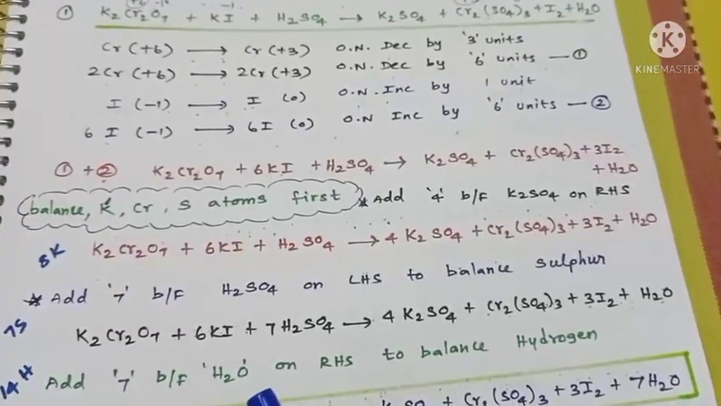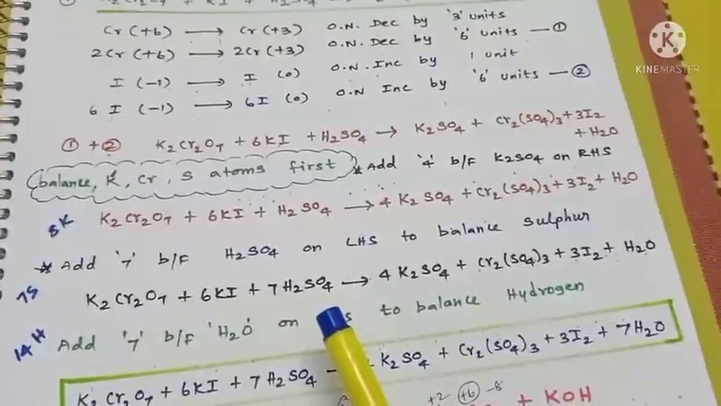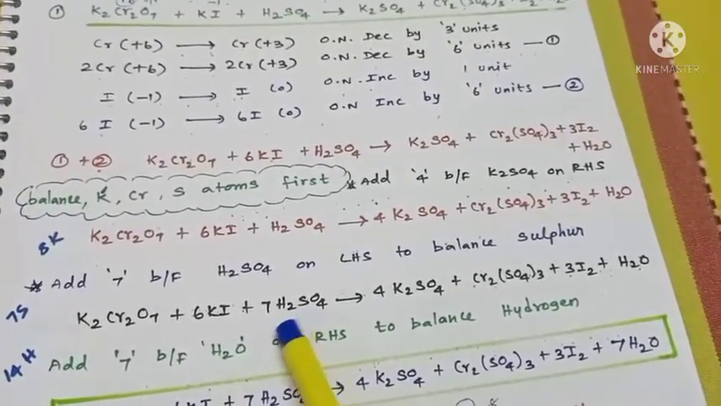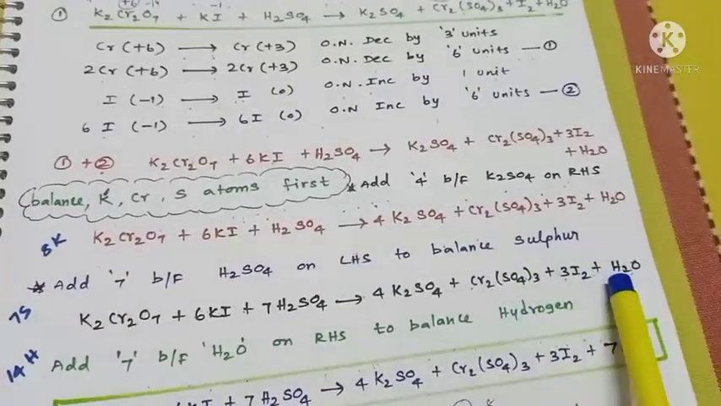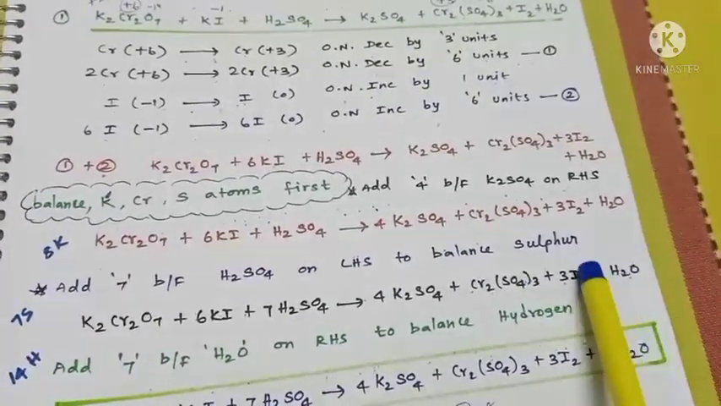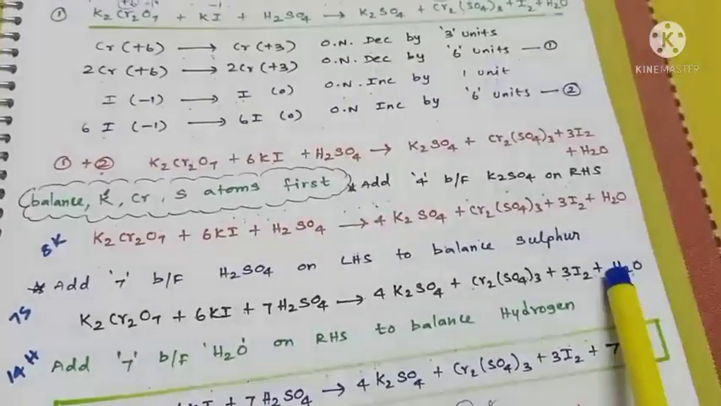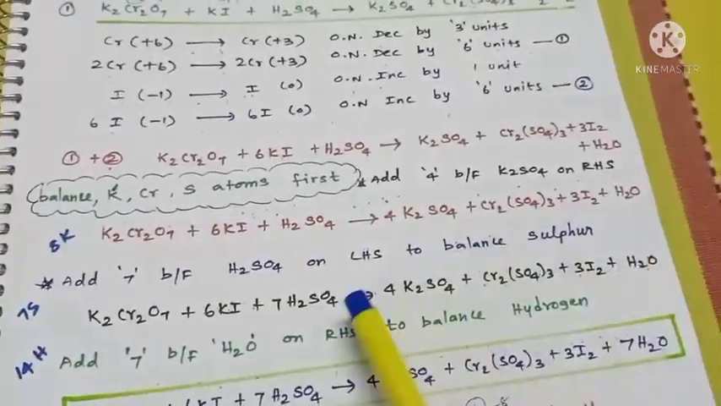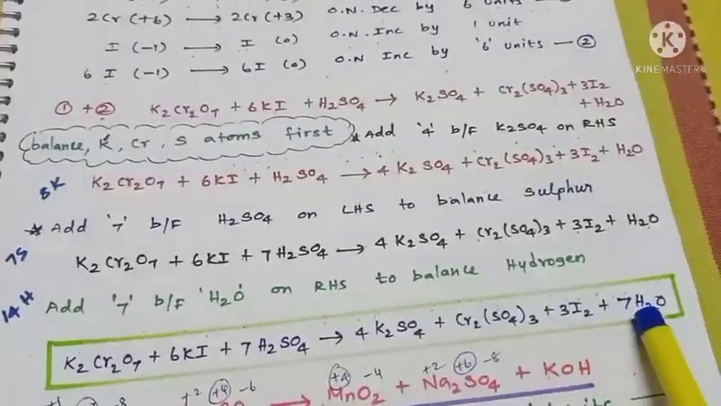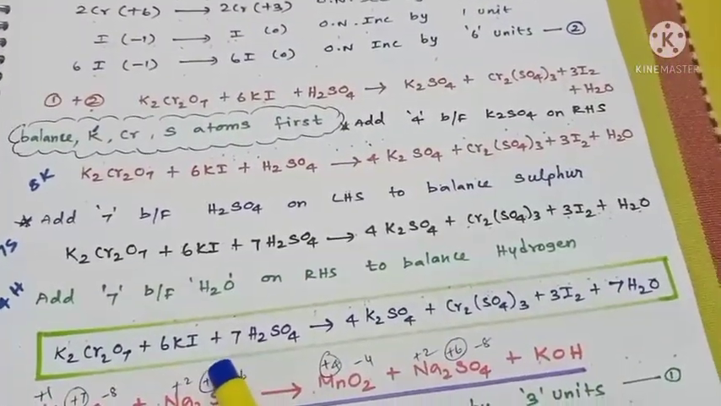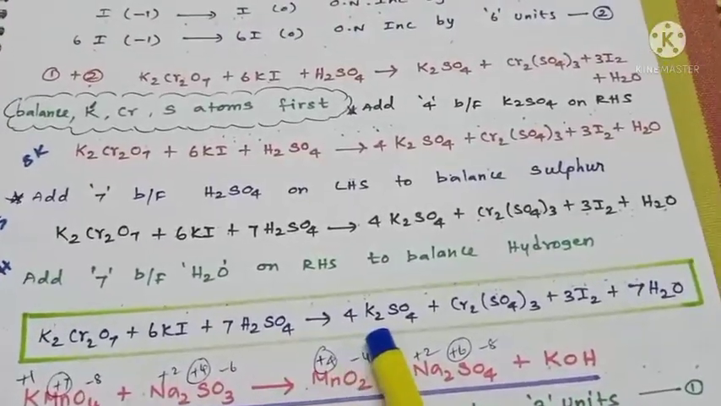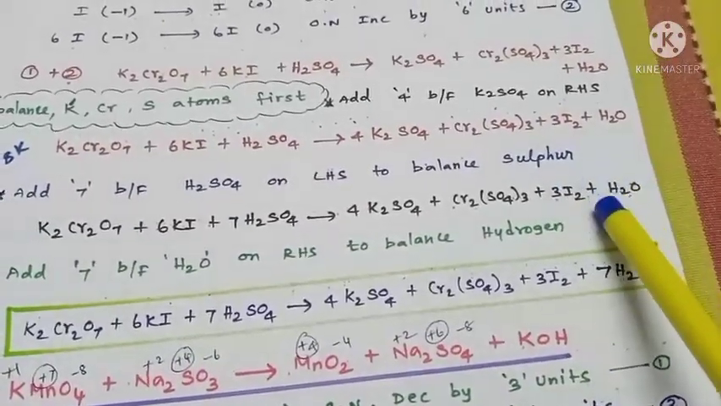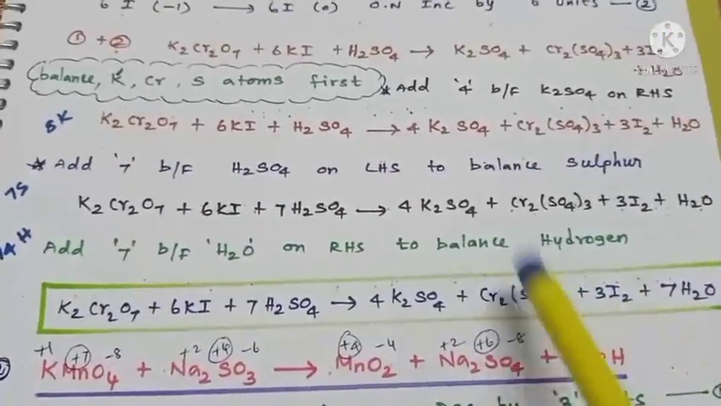Now let us check oxygen, finally hydrogen, or here you can check even hydrogen also. Now left hand side there are 14 hydrogen atoms, isn't it? Right side only 2, isn't it? But now you have to make it 14 hydrogen, so I am going to add 7 before H2O on the right hand side. Here I am going to add 7 to balance hydrogen equal on either side. So now the final equation becomes K2Cr2O7 plus 6KI plus 7H2SO4 gives 4K2SO4, Cr2(SO4)3 plus 3I2 plus, I have introduced 7 here, 7H2O. So this is the balanced form of the question given.